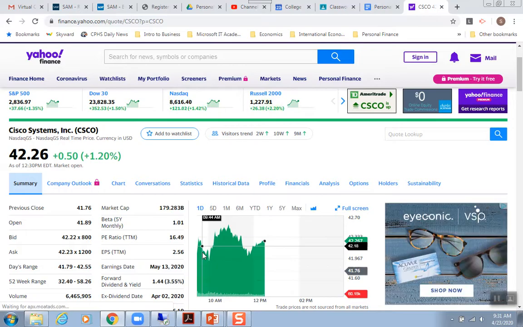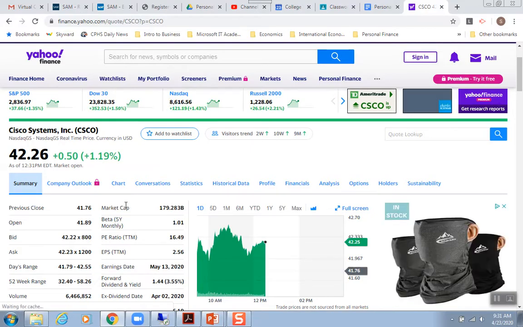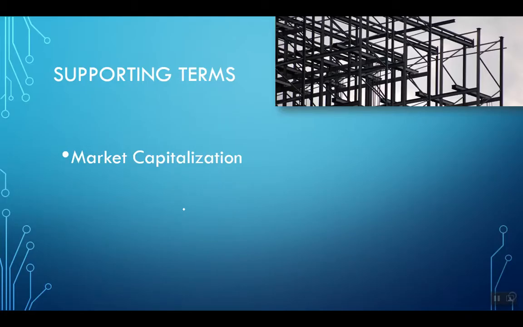Cisco produces a lot of the stuff you have inside your computer. Right now, their last trade price is running at 42.26 per share. But if we took all the possible shares of Cisco that can be traded and multiplied by their stock price, we come up with, down here, a market cap of 179B, or $179 billion. So that's market capitalization. We use that to determine the sizes of companies relative to their different risk categories.